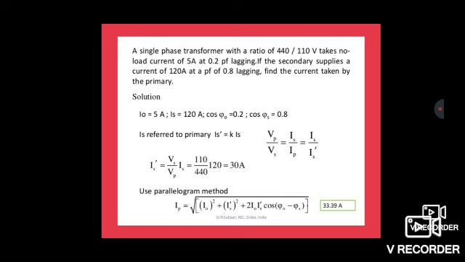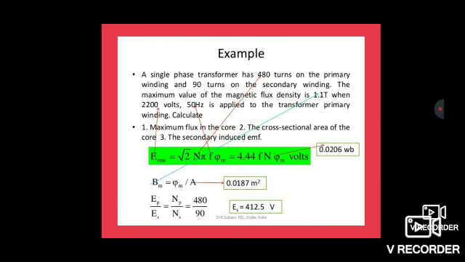We know Vp by Vs equal to Is by Ip equal to Is by Is dash, where Is dash is Vs by Vp into Is. Therefore, 110 divided by 440 into 120 gives 30 ampere, that is the Is dash. By using the parallelogram method, that is the vector addition method, Ip is equal to root of I0 squared plus Is dash squared plus 2 I0 Is dash cos of phi naught minus phi s, that is equal to 33.39 ampere. Next example.